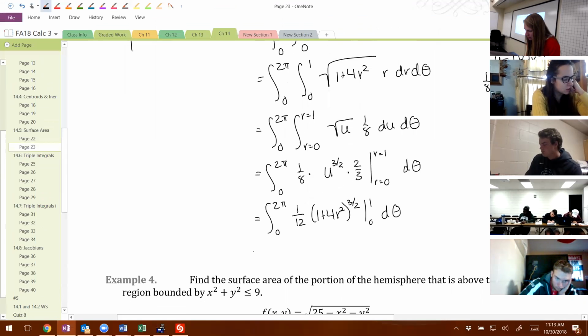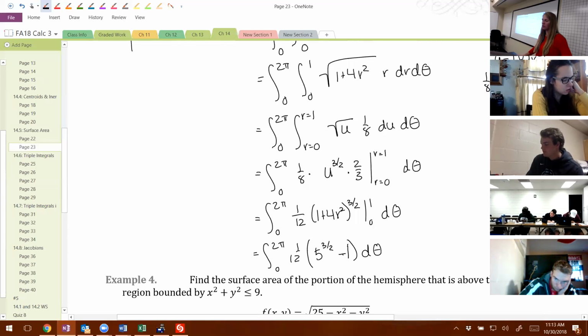Which gives, I'm going to plug in a 1 squared times 4 plus 1 is 5, so 5 to the 3/2. And if we plug in a 0, we get 1 to the 3/2, so just minus 1. Which is all just a constant. It's a very ugly constant, but it's all just a constant.